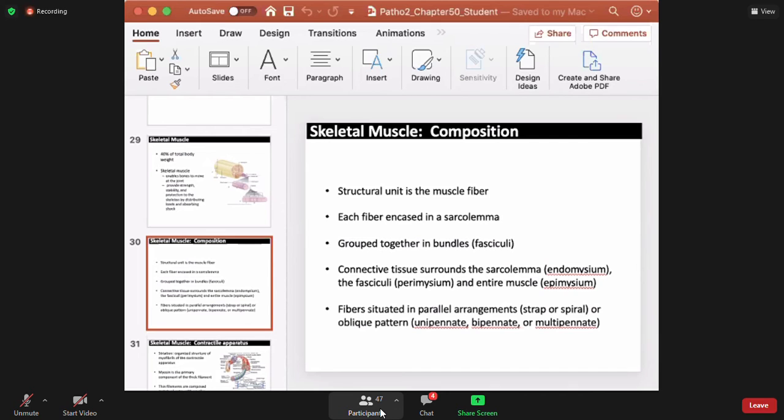And connective tissue is going to wrap around each of these. So you have the endomysium, which is wrapped around the actual muscle fiber or muscle cell. You've got the perimysium, which is wrapped around the fasciculi or the bundles. And then the epimysium is wrapped around the entire muscle and continues on to be the tendon.